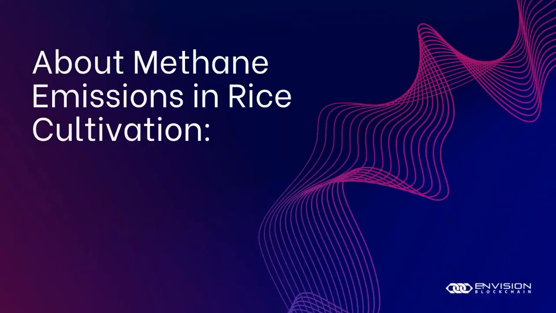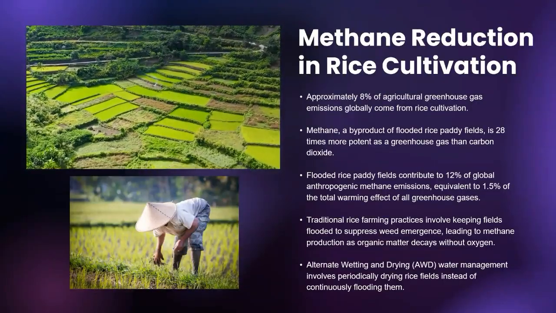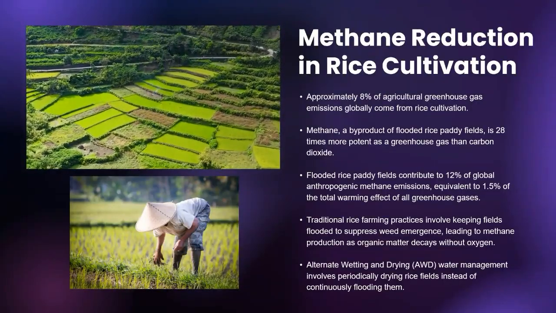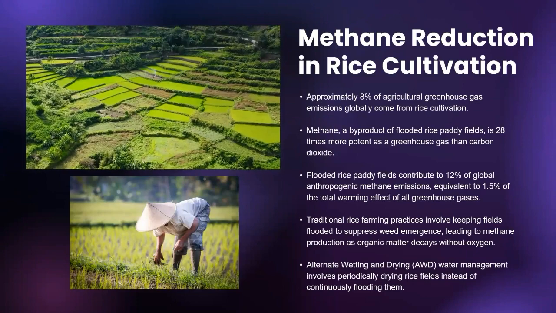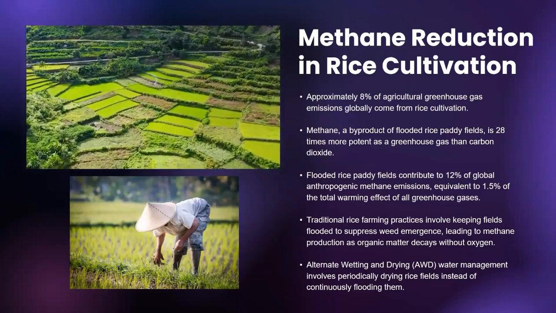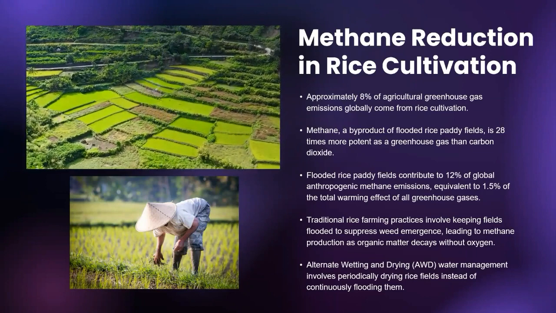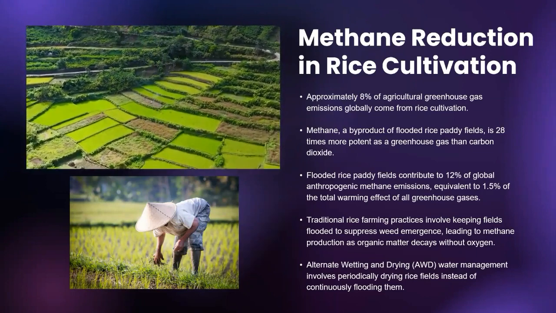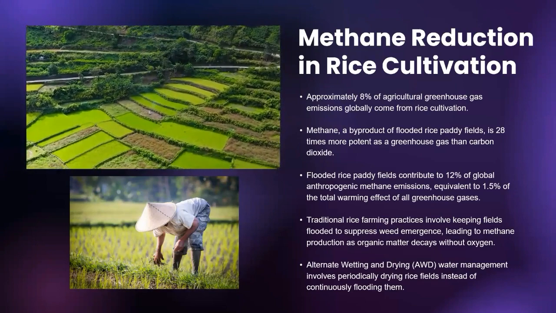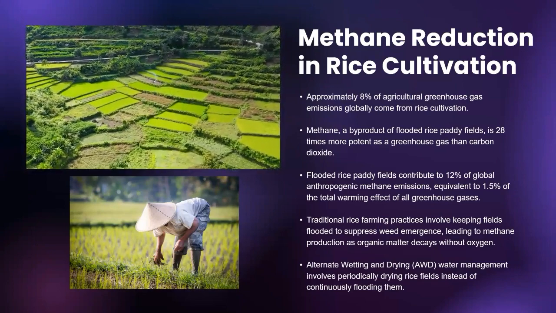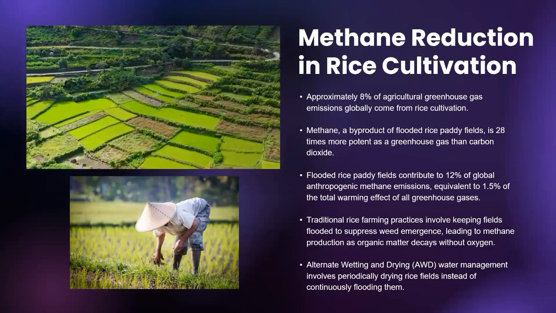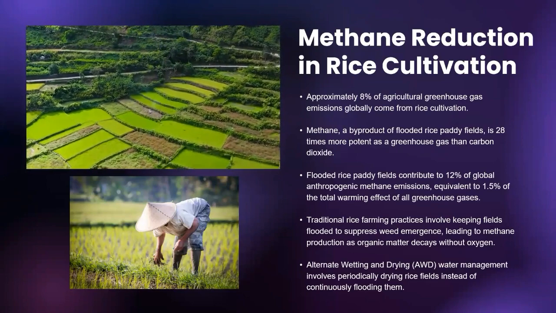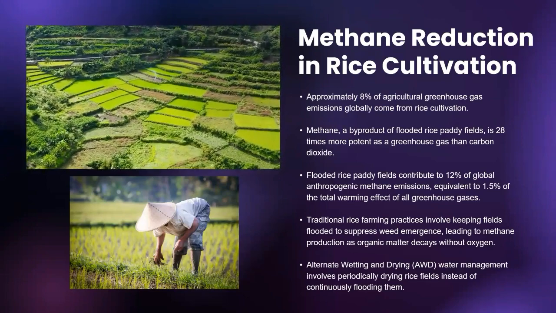Now, a little bit about methane emissions in rice cultivation and why it matters. So approximately 8% of agricultural greenhouse gas emissions globally come from rice cultivation. Methane, which is a byproduct of flooded rice paddy fields, is 28 times more potent as a greenhouse gas than carbon dioxide. And that's why looking into projects that aren't just looking into the carbon dioxide reductions and one that maybe is considering the methane is really important in this space. Flooded rice paddy fields contribute to 12% of the global anthropogenic methane emissions, which is equivalent to 1.5% of the total warming effect of all greenhouse gases.